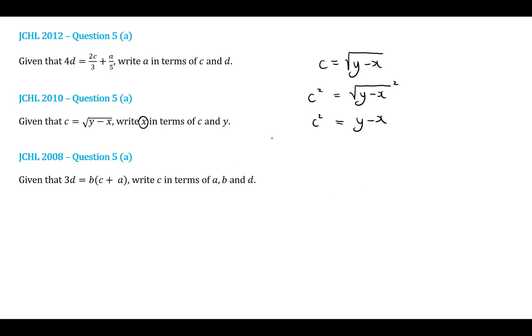Now I'm trying to get x on its own. Now if I bring the y over the other side, I definitely can do that, subtract y from both sides. But then what I have is a minus x. What would I do then? Well, I don't want to have a minus x. I need to get x completely on its own. So I would divide both sides by minus 1. And if I divide the left hand side by minus 1, I get minus c squared plus y equals x. Or basically we're just changing all the signs. So x is equal to y minus c squared.